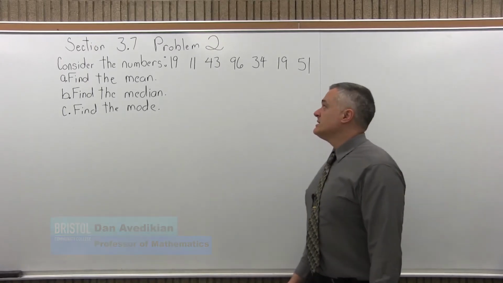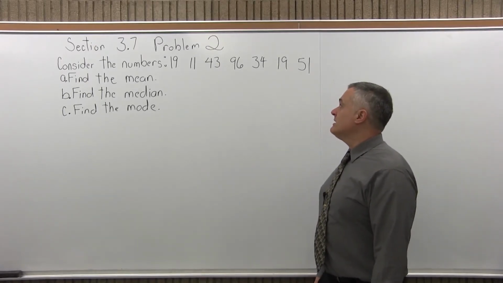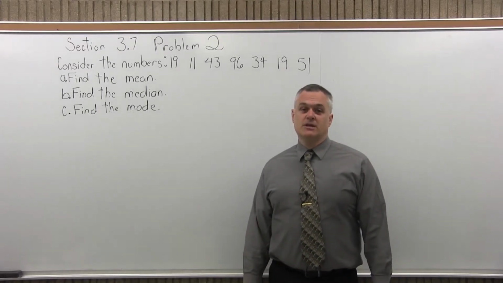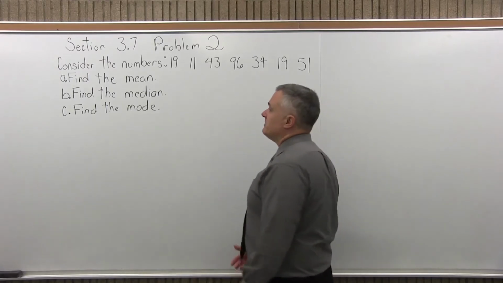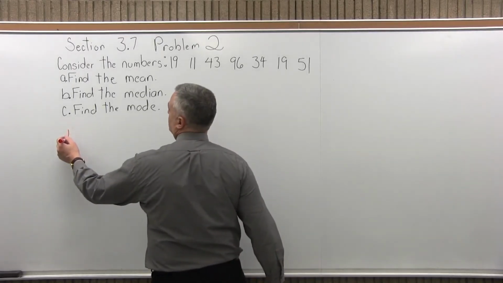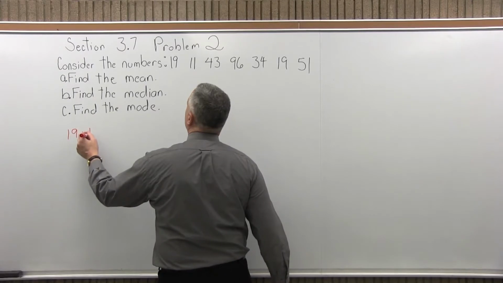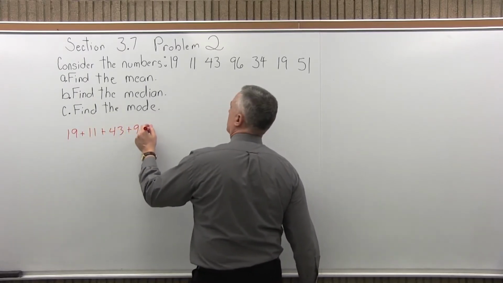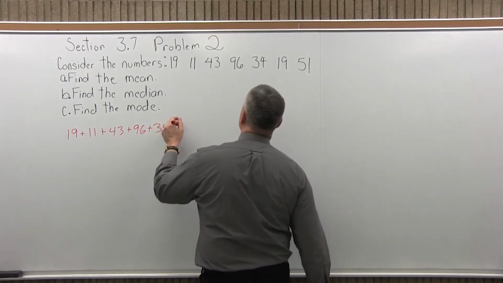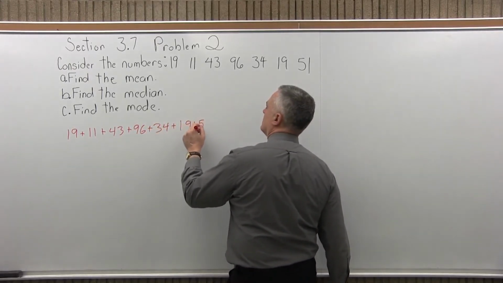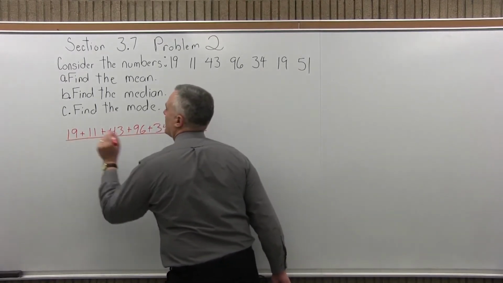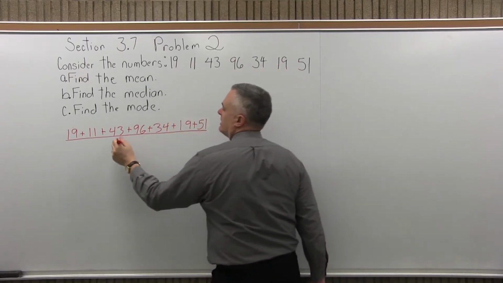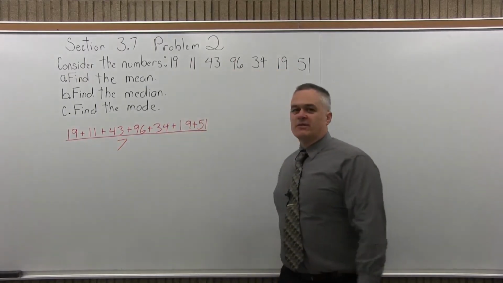It says consider the numbers 19, 11, 43, 96, 34, 19, and 51. Find the mean, find the median, and find the mode. So the mean is essentially the average. If you have a list of numbers like this, what we need to do is add them together. Let me write them out, plus sign in between each one, and divide by how many numbers are in the list. We have 1, 2, 3, 4, 5, 6, 7 numbers. So get my total, divide it by 7.